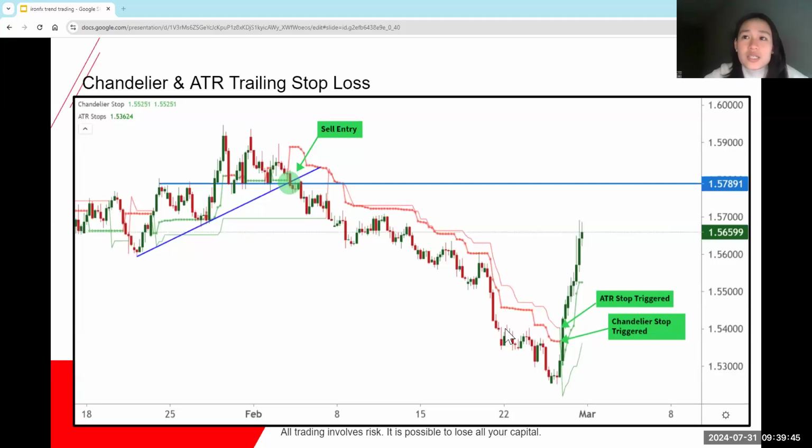So chandelier and ATR trailing stop loss as well. I think it's pretty straightforward. Price moves below your indicator, giving us a bearish signal. Once it triggers both of the indicators and your stop loss is triggered, you get out of the trade, protects your position.